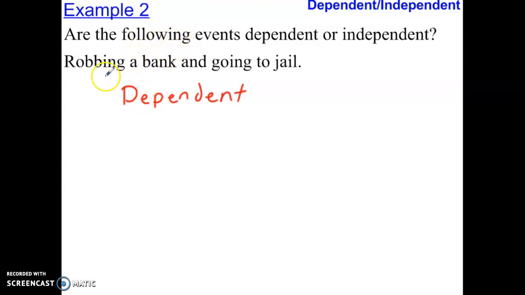Okay? For example, let's say that this was a different problem. For example, let's say that it's robbing a bank and winning the lottery. Robbing the bank has nothing to do with winning the lottery. So if that was the case, then it would be independent because one does not depend on the other.